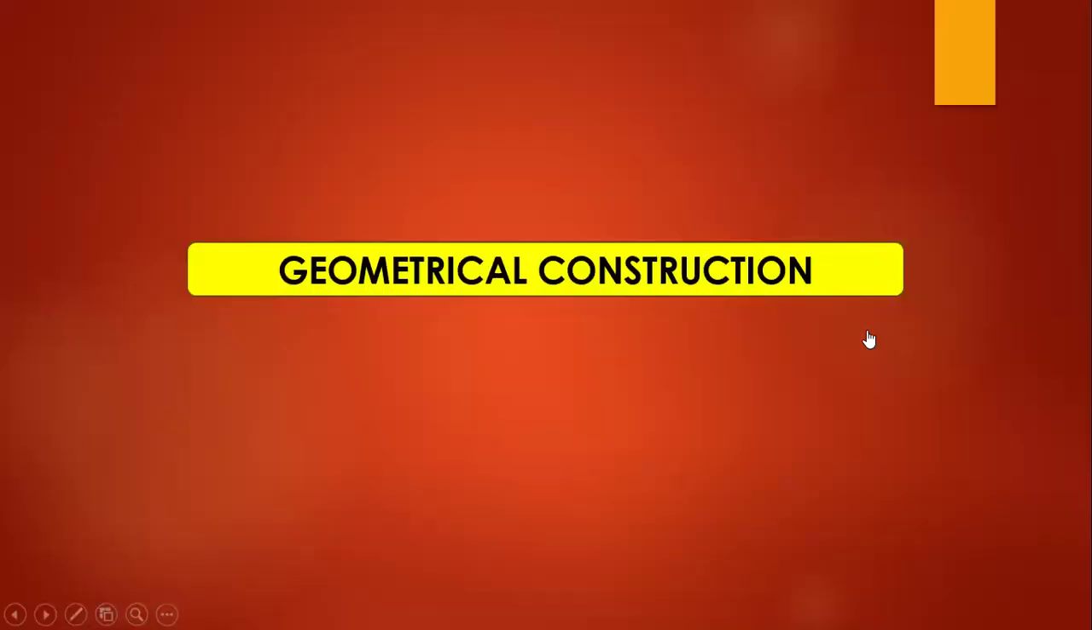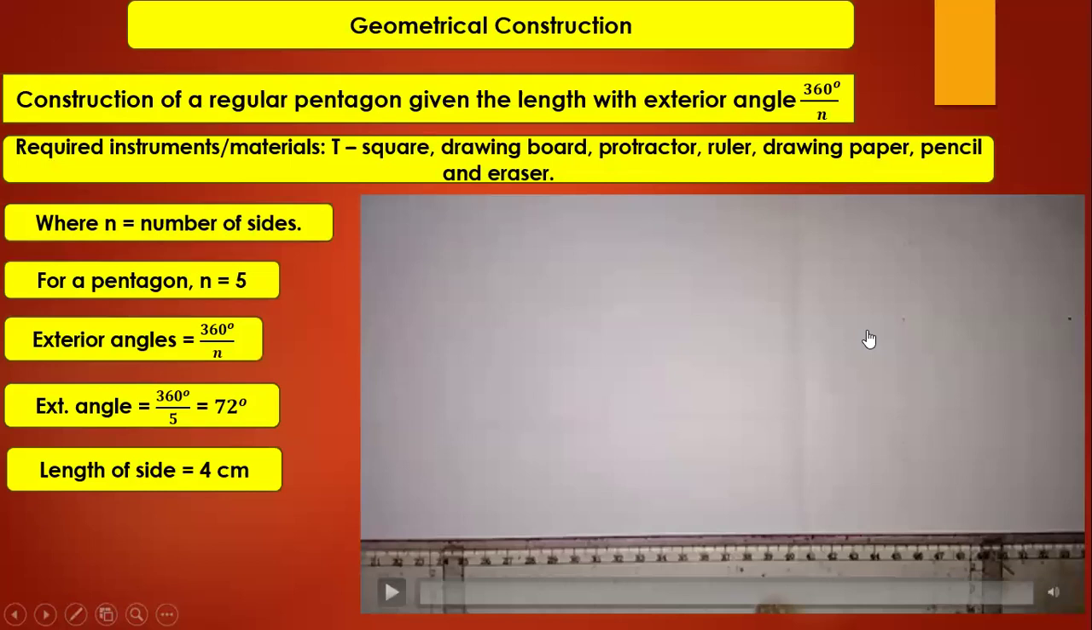Geometric construction: here we are to construct a regular pentagon given the length with exterior angle, and for the exterior angle we are going to make use of a formula to find its value. Then the required instruments or materials: we are making use of a T-square, drawing board, protractor, ruler, drawing paper, pencil, and an eraser.